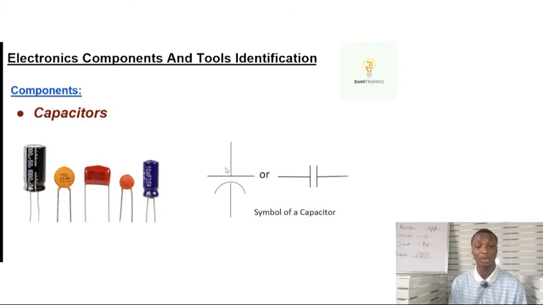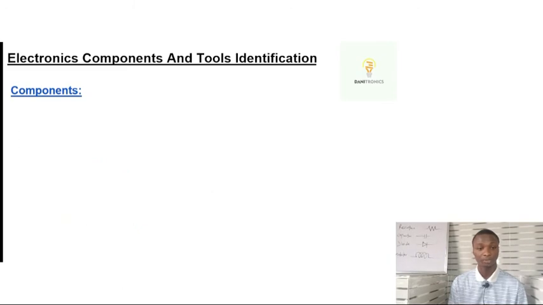We have the polarized capacitors and the non-polarized capacitors. The polarized capacitors are those that have positive and negative terminals, but the non-polarized capacitors don't have polarity, no positive, no negative terminals. This first one here and the last one here are known as electrolytic capacitors. They are polarized capacitors. They are very useful in storing electric charges, and they are used as filters. These other ones here are ceramic capacitors. They are non-polarized. They are used for coupling and decoupling purposes in electric circuits.